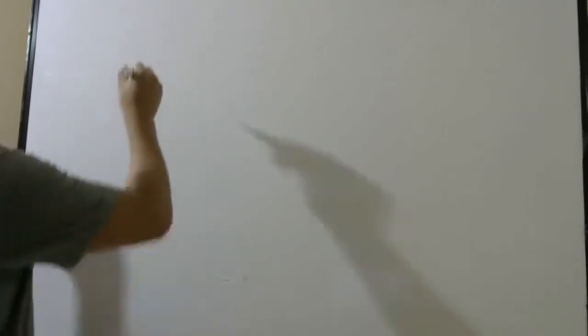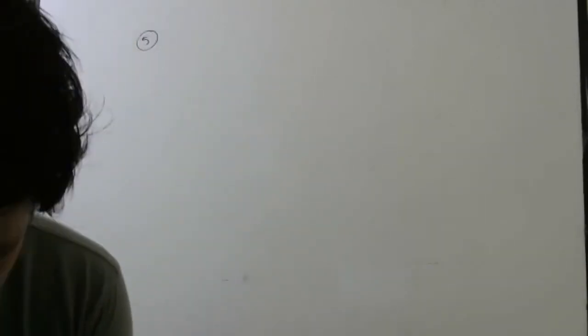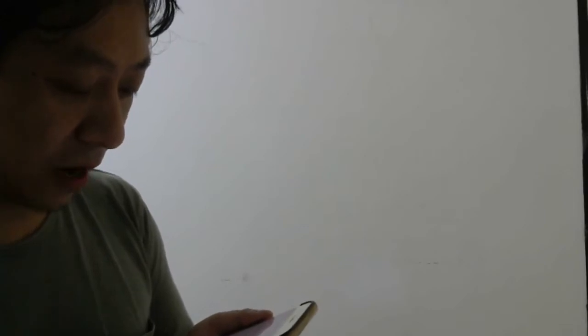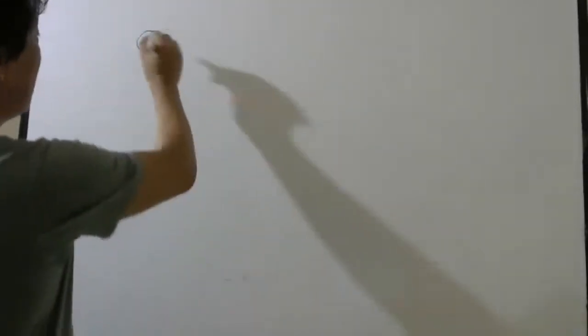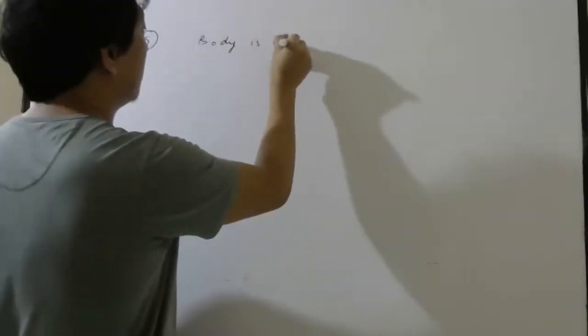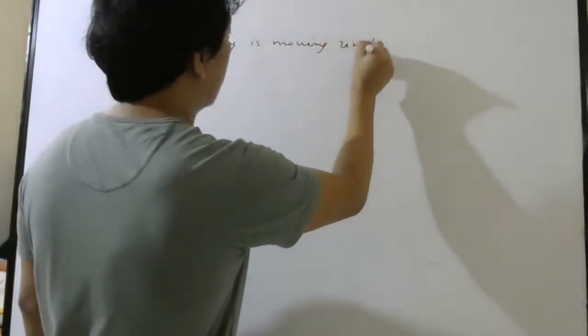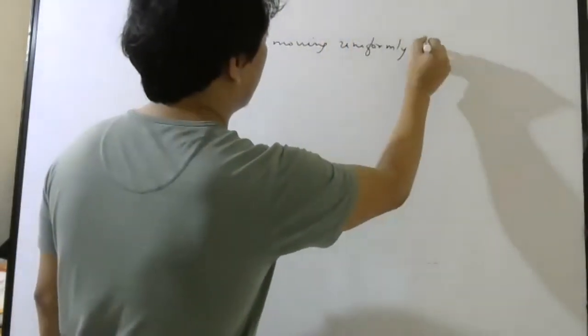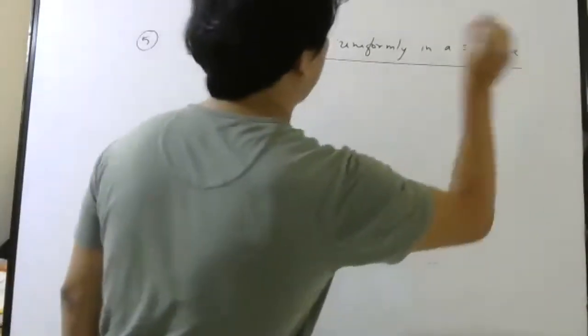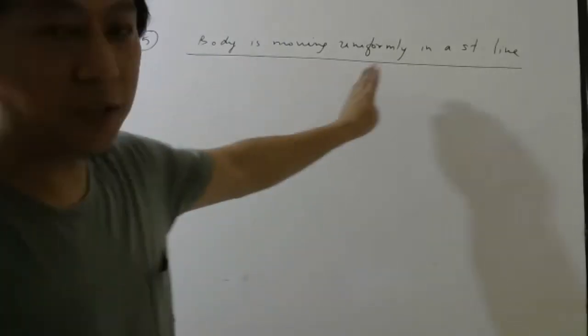Let us see question number 5. Draw x-t and v-t graph. We have to draw both the graphs for a particle moving in a straight line with uniform velocity in one dimension. So many extra things they have given, no need. See, the idea is this. Situation, let me write: body is moving uniformly in a straight line. So this is the situation. Okay, body is moving uniformly.